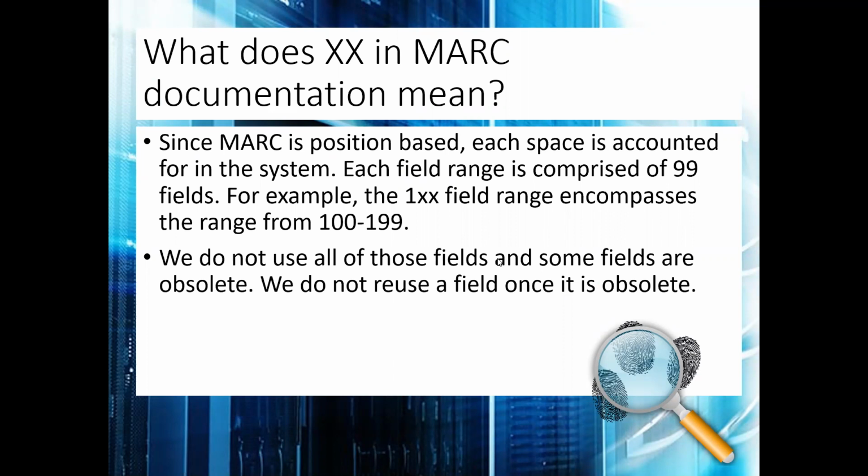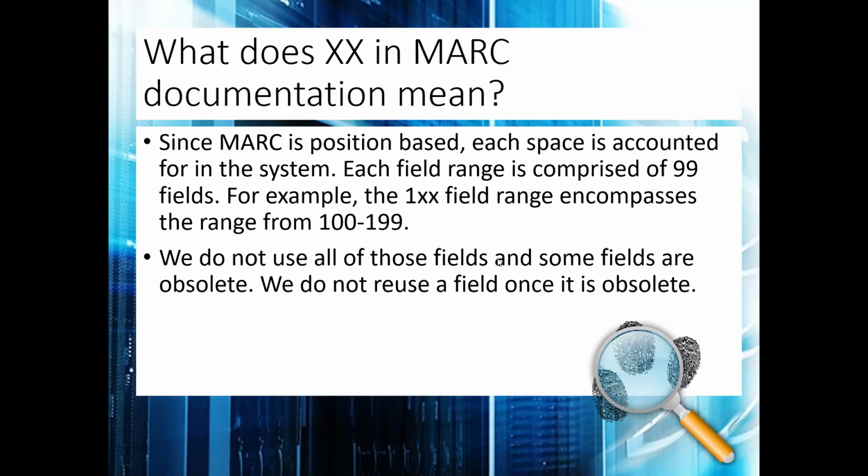Since MARC is position-based, each space is accounted for in the system. That means each field is accounted for even if it's not used. So 1XX means the range from 100 to 199. When MARC records first came out, they had a limit of 9,999 characters. That limit has been obliterated, but there are still various places where we encounter limits at times.